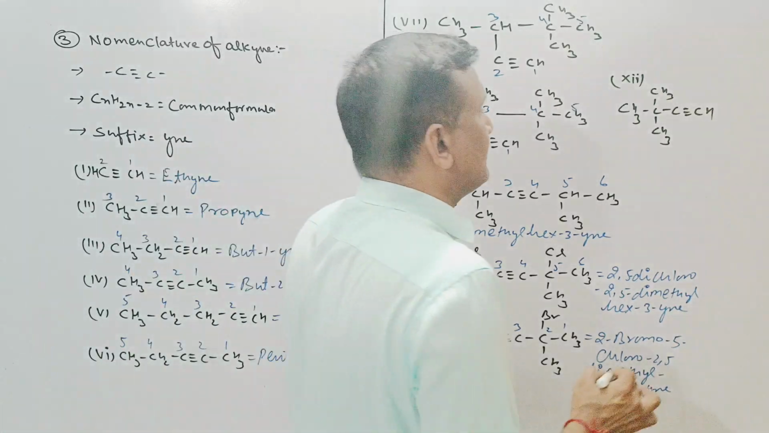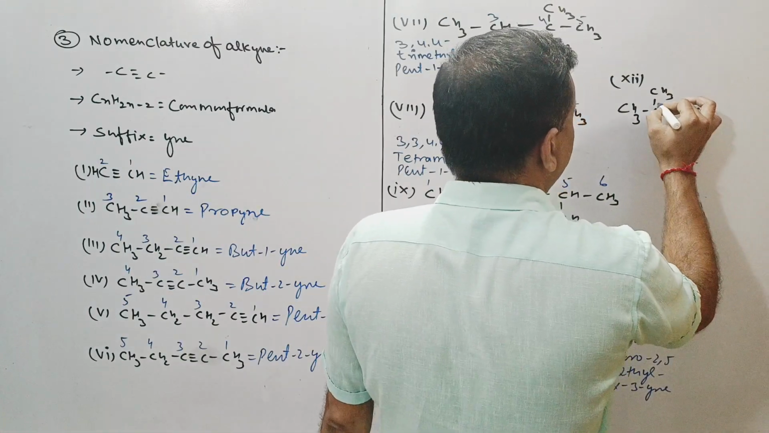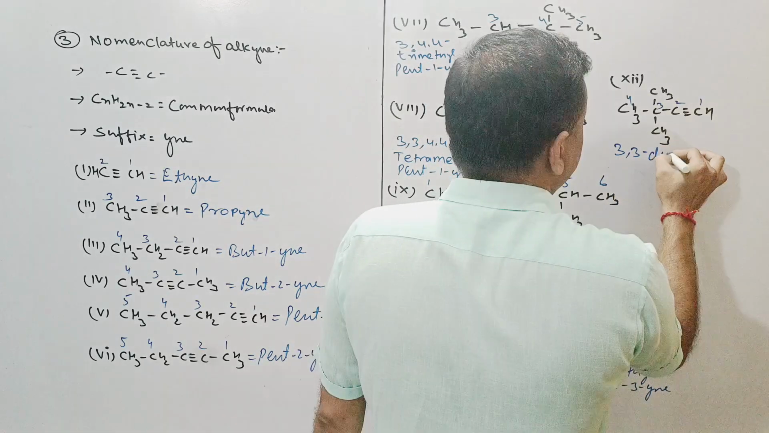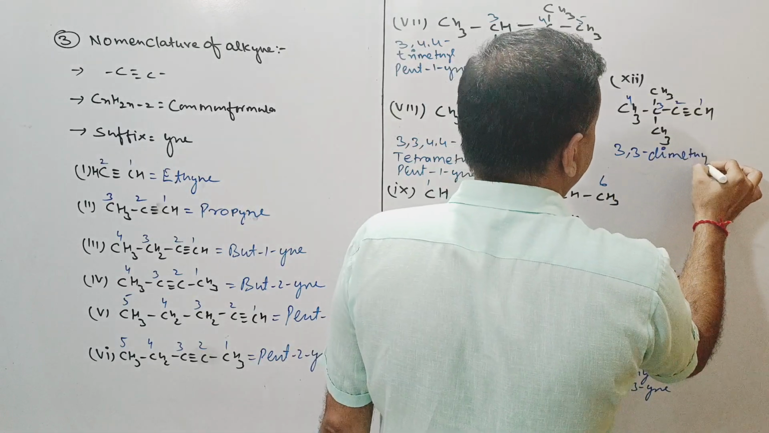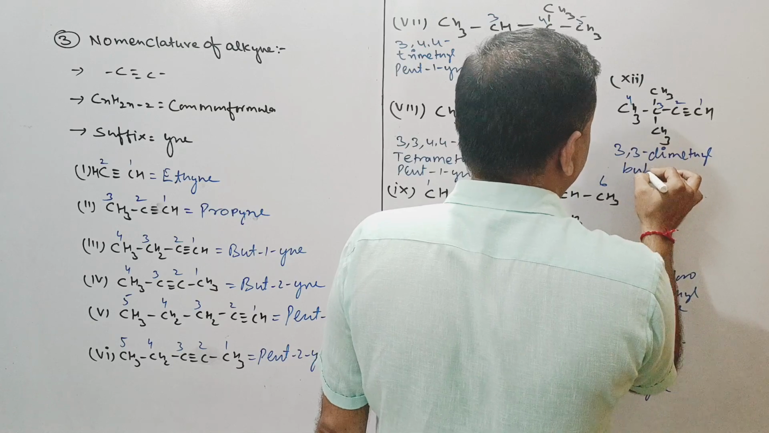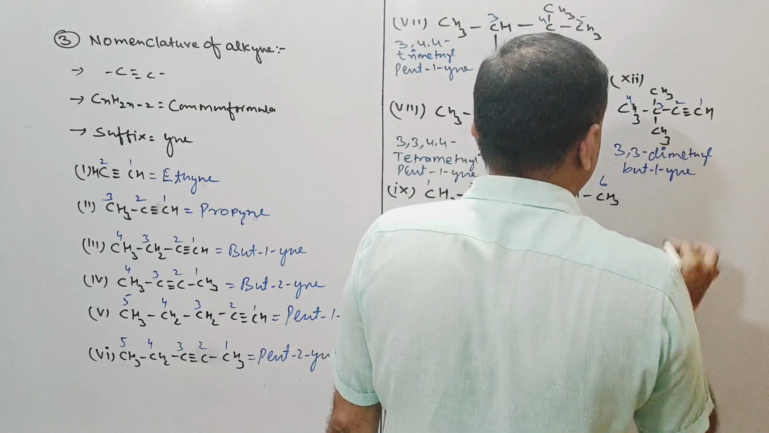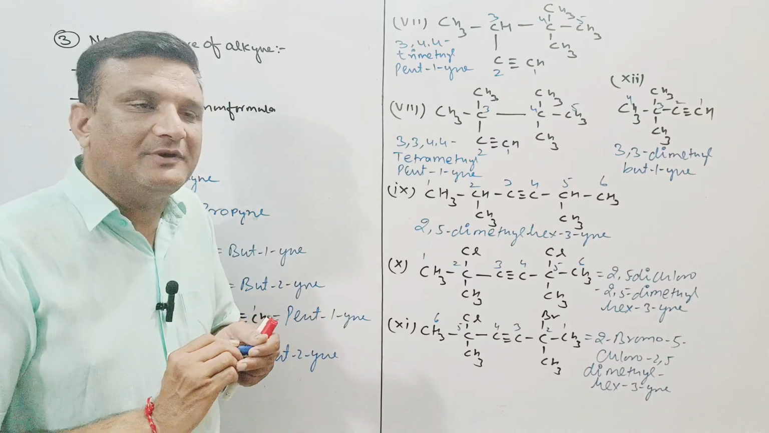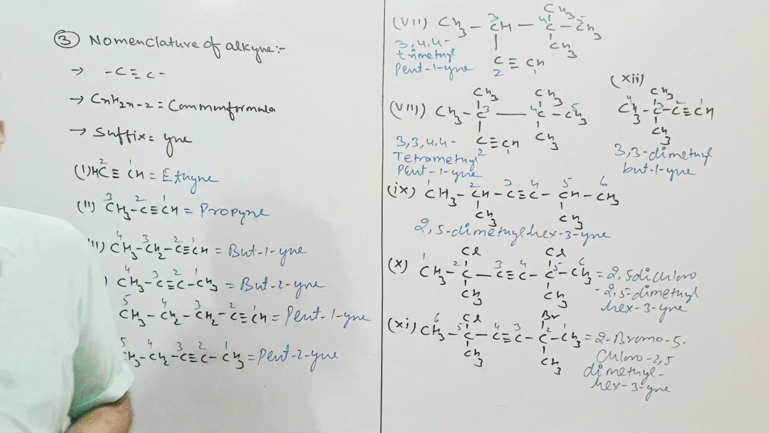If I go with the final compound, then we can take 1, 2, 3, 4. At number 3 position there are 2 methyl, so 3,3 dimethyl. There is a 4 carbon chain, so but, and at 1 position there is the yne. This was about the nomenclature of alkyne as a common, or simple, compound.